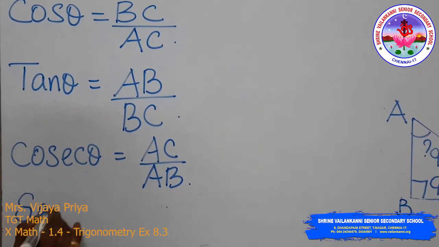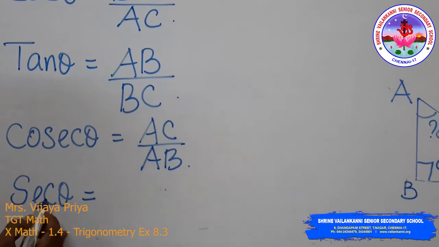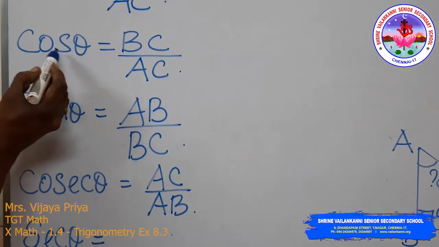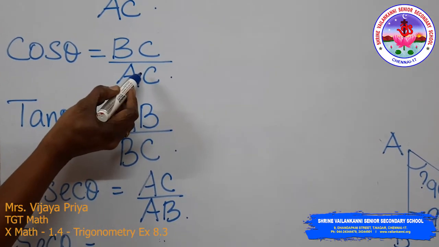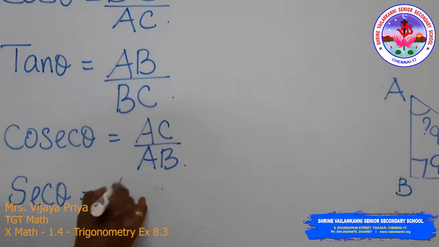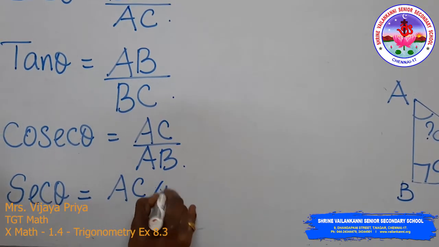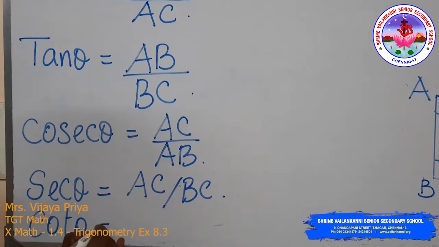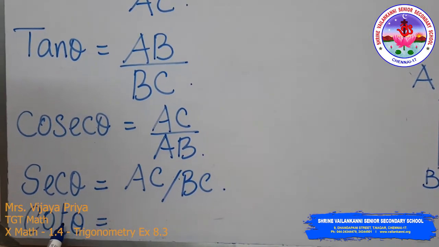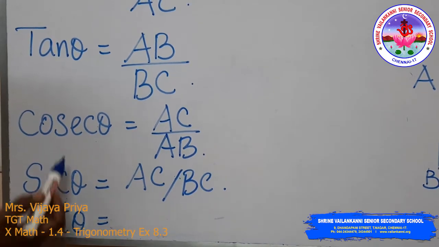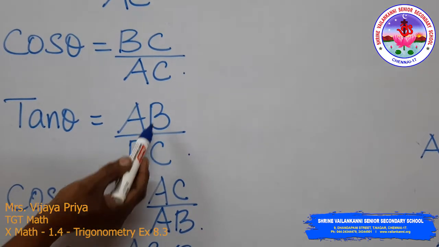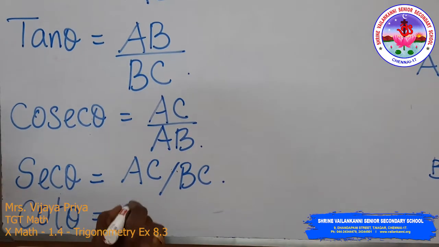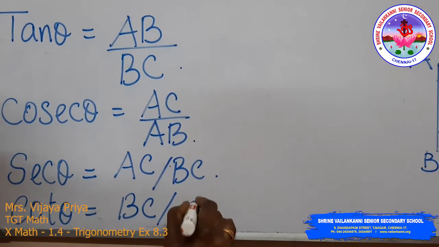Now secant theta is the reciprocal of cos theta, where cos theta is equal to BC by AC. So secant theta is equal to AC by BC. Cot theta, the last ratio, is the reciprocal of tan theta. Tan theta is equal to AB by BC. So cot theta is equal to BC by AB.